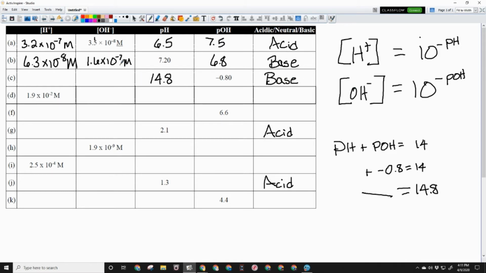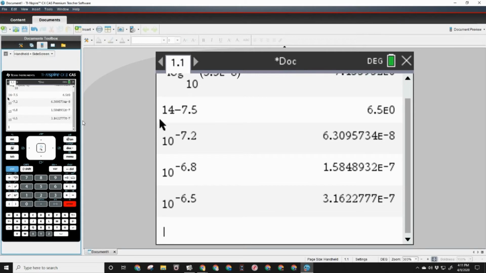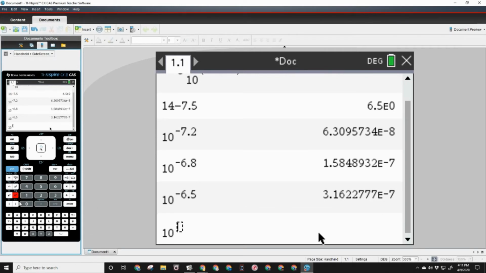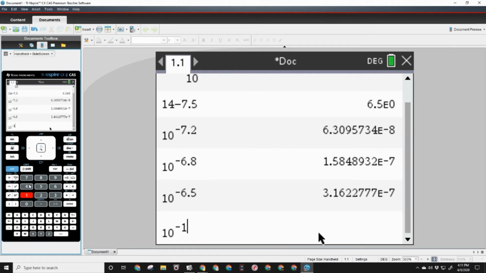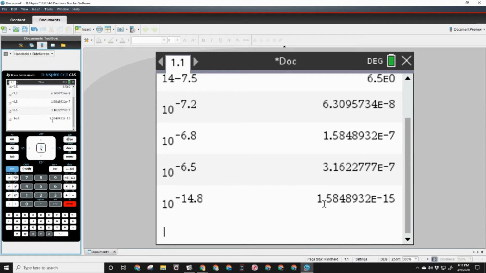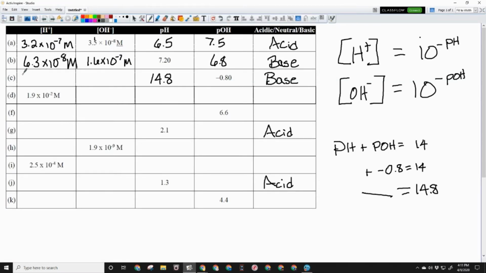All right, so now we're going to calculate the concentration of H. It's 10 to the negative pH, so 10 to the negative 14.8, right? And that is 1.6 times 10 to the negative 15.